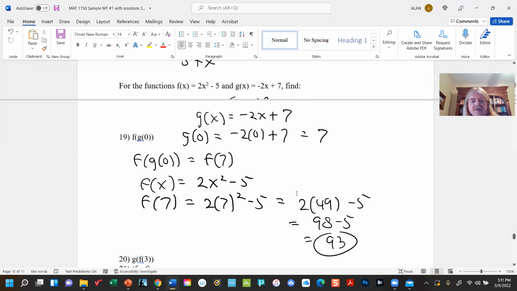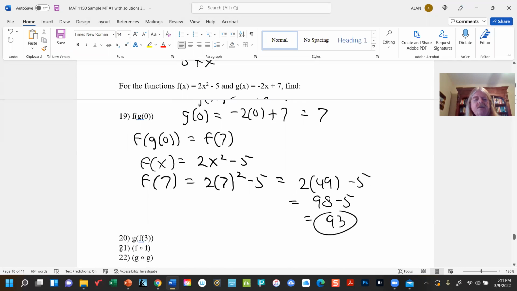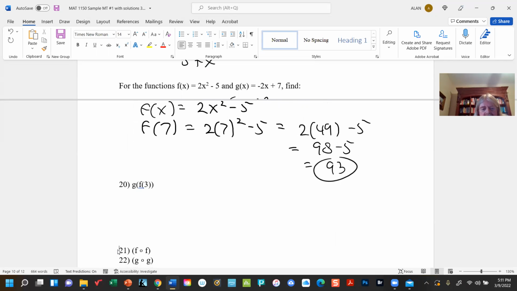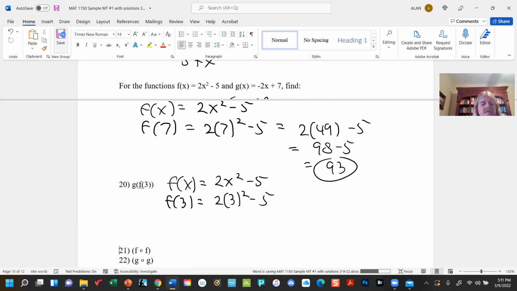Nice. Now we'll do the opposite here. G of f of 3. So first we want to solve for f of 3. So since f of x is 2x squared minus 5, that means that f of 3 must be 2 times 3 squared minus 5. Okay, and then we'll have 2 times 9 minus 5, 18 minus 5, which is 13.